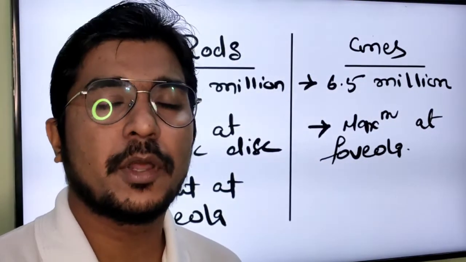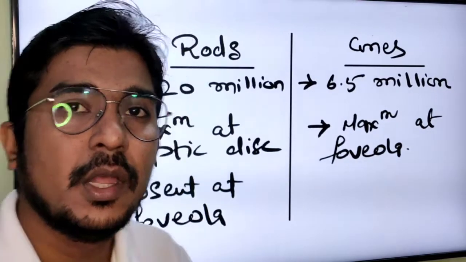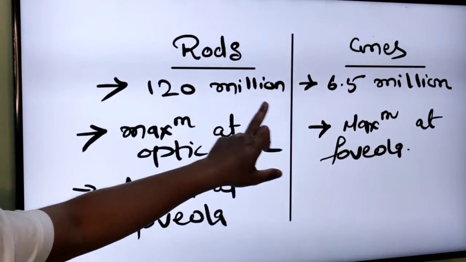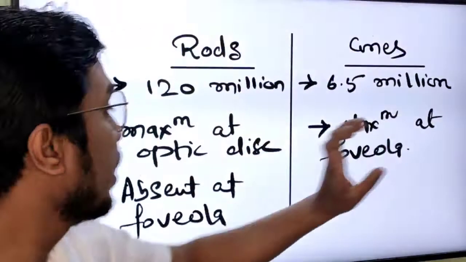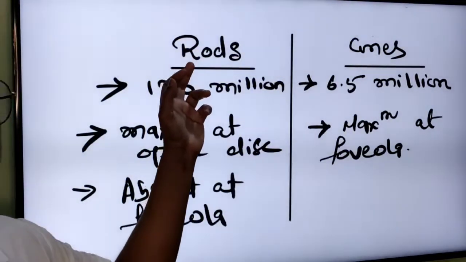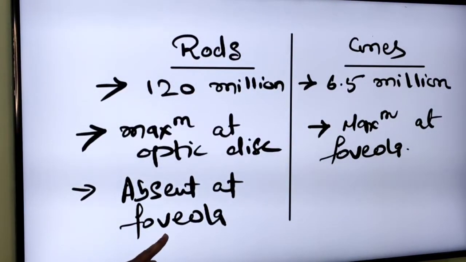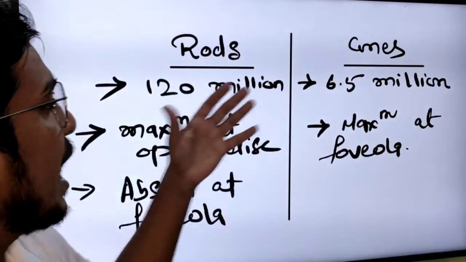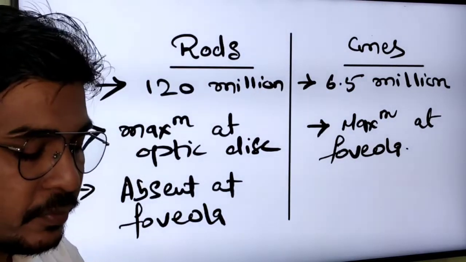Obviously rods are rod type and cones have the conical shape. But the important difference is that there are 120 million rods and only 6.5 million cones. Maximum at the optic disc. Around the optic disc the rod is maximum but absent at the fovea. Cones are maximum at the fovea. So this is very important. Scotopic and photopic vision. Okay.